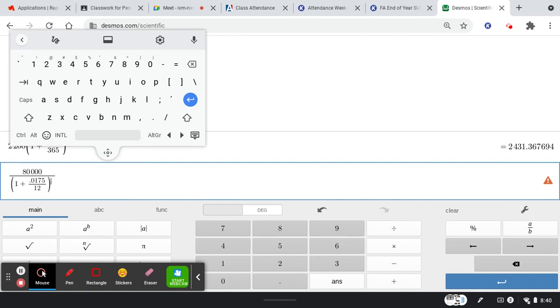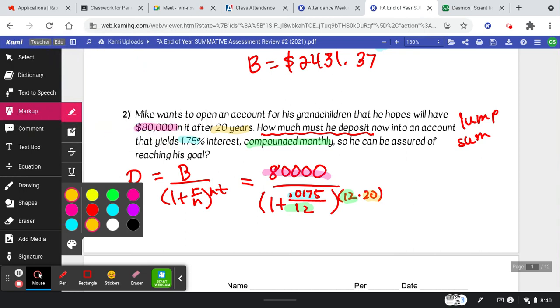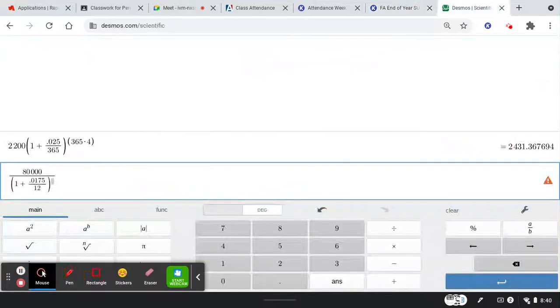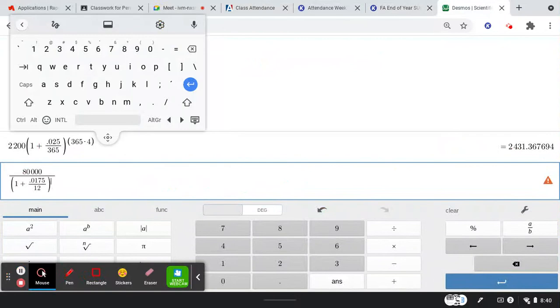And by the way, this time, if 12 times 20 stands out to you as like, oh, 12 times 2 is 24, add a 0, that's 240, you are welcome to just type into Desmos the power of 240 without typing the 12 times 20, if that makes sense.